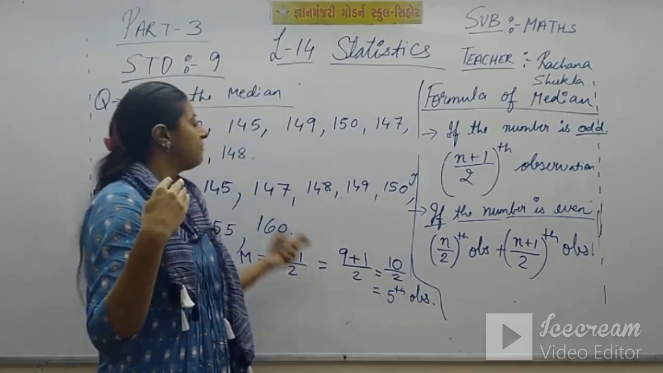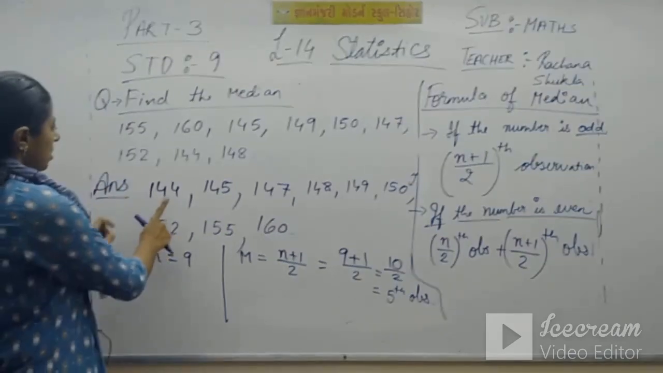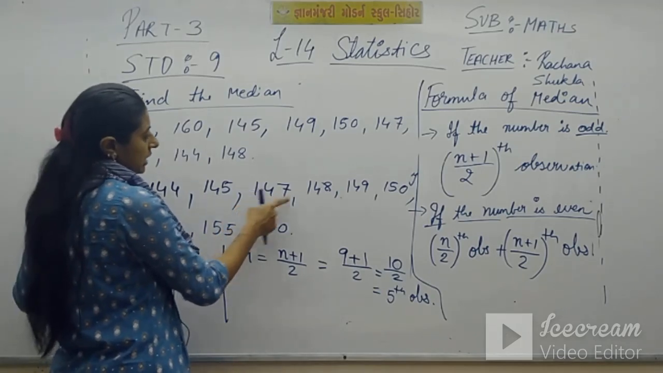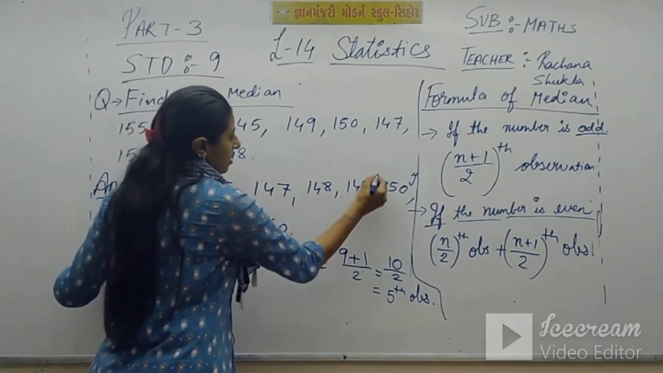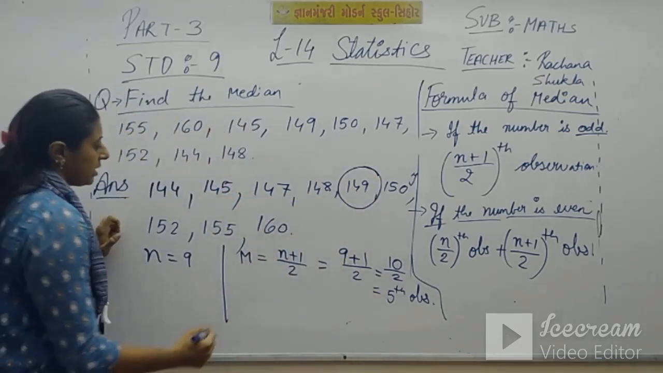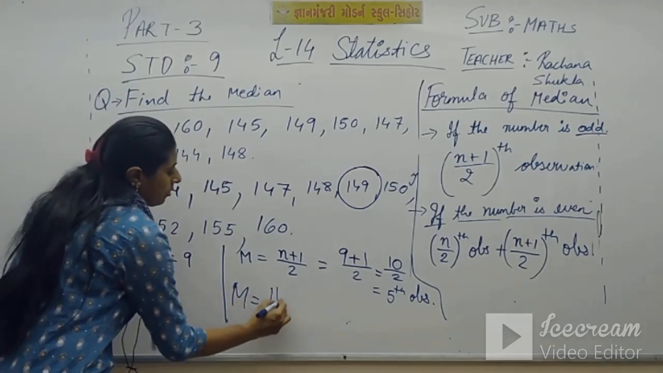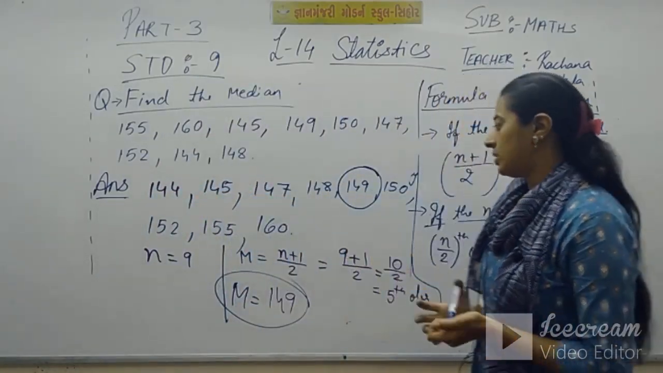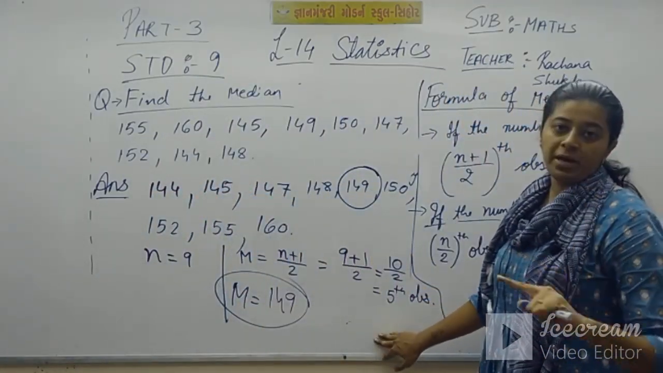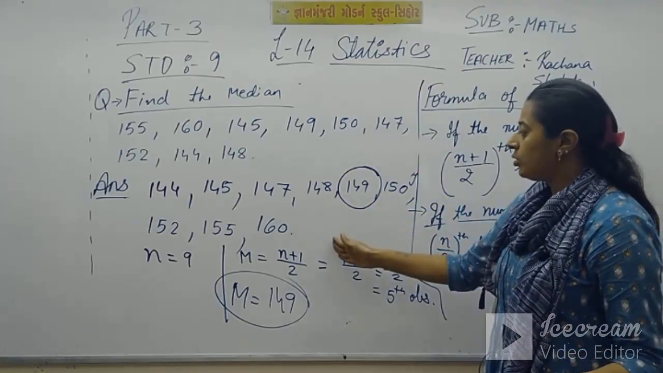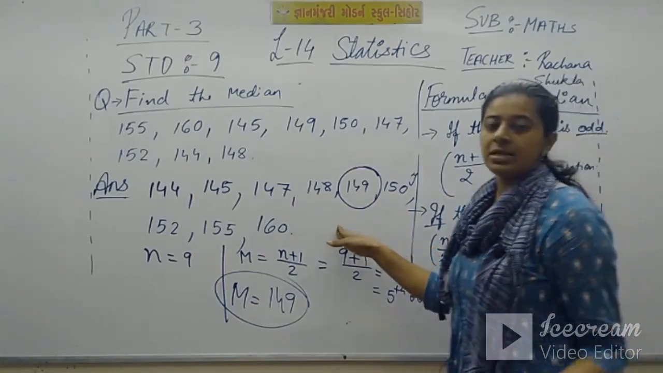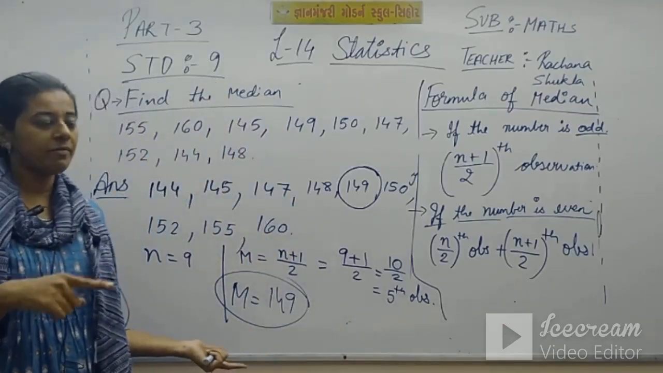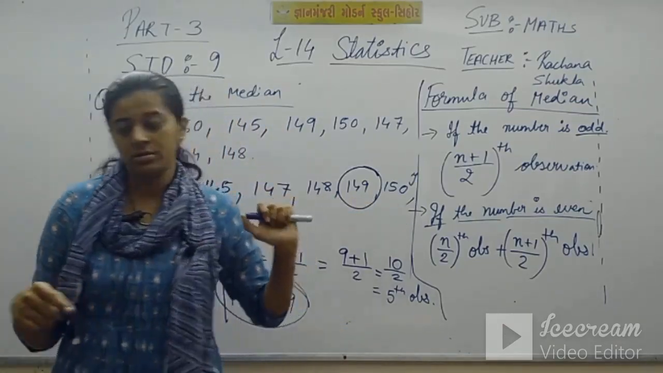Now you have to see what the fifth term is. In the ascending order, count 1, 2, 3, 4 and 5. Your fifth term is 149. So median equal to 149. 149 is your answer. This is the formula for finding the median when n equal to 9, which is an odd number. Now we will see another example when the number is even.